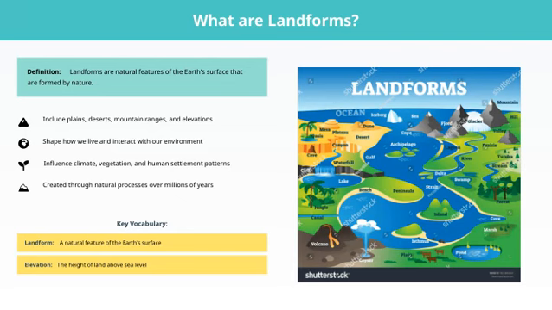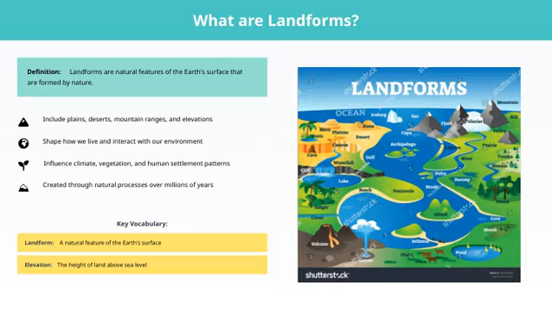So what exactly are landforms? Well, landforms are the natural features that make up the Earth's surface. These are not man-made. They are created by nature over long periods of time. Think of things like plains, deserts, mountain ranges, and different elevations. That's what we mean by landforms. They play a huge role in shaping how we live and how we interact with our environment.